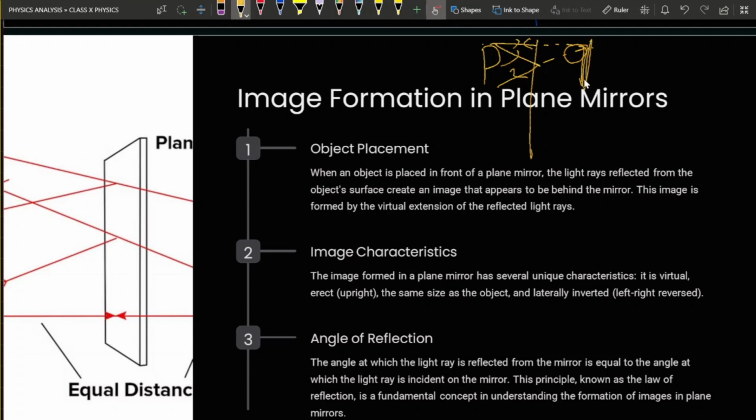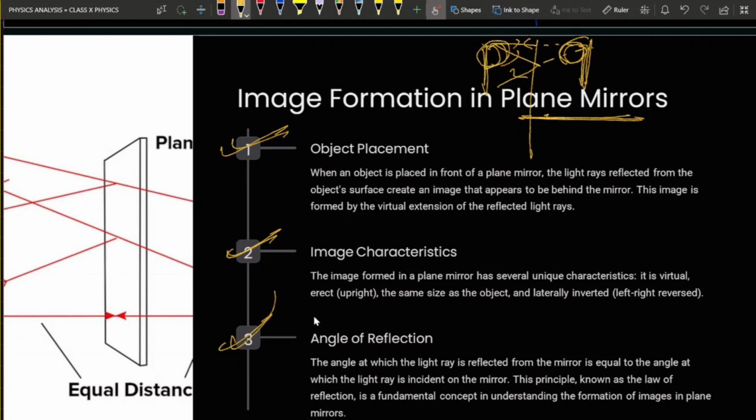Which kind of image now? Virtual image. Which kind of object? The real object. If I want to obtain an image in a plane mirror, there are three elements we need to take care of. One is the placement of the object. You make sure that the object is placed in front of the mirror so that the light rays coming out of the object fall on the reflecting surface of the mirror.